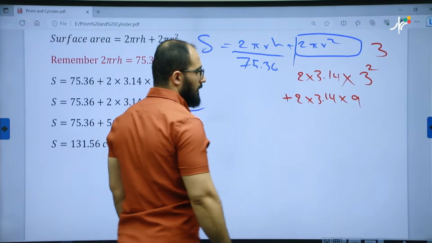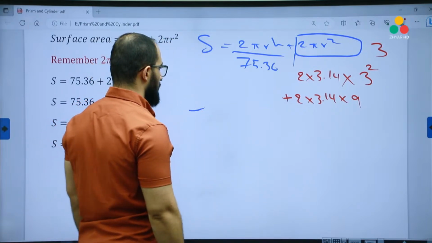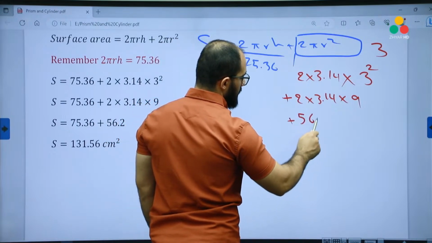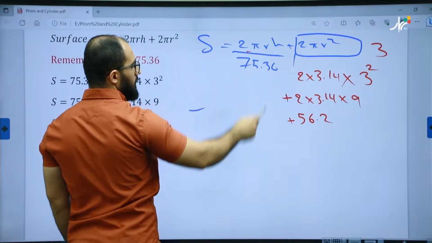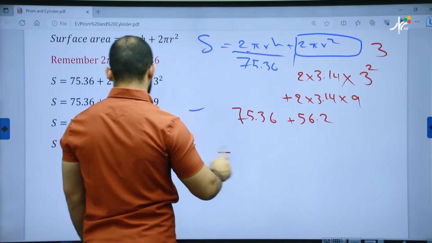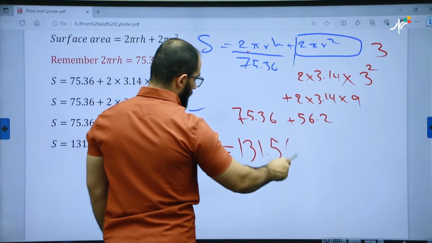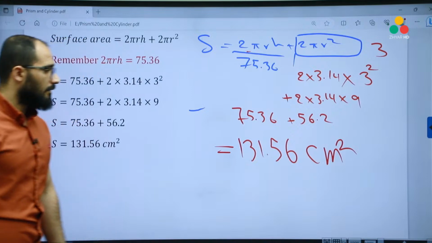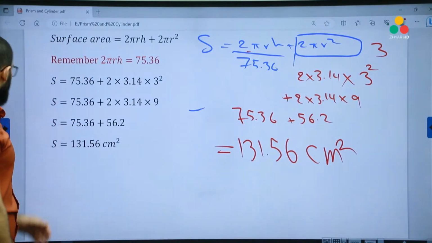2 times 9, 18. 18 times 3.14, it's going to be 56.52. And also 2 pi r h was 75.36, and it's going to be 131.56 centimeter square.